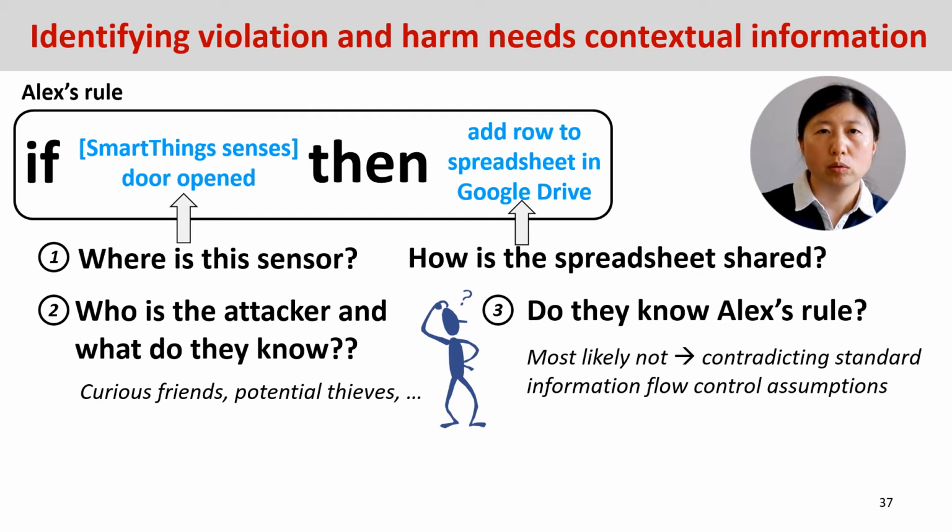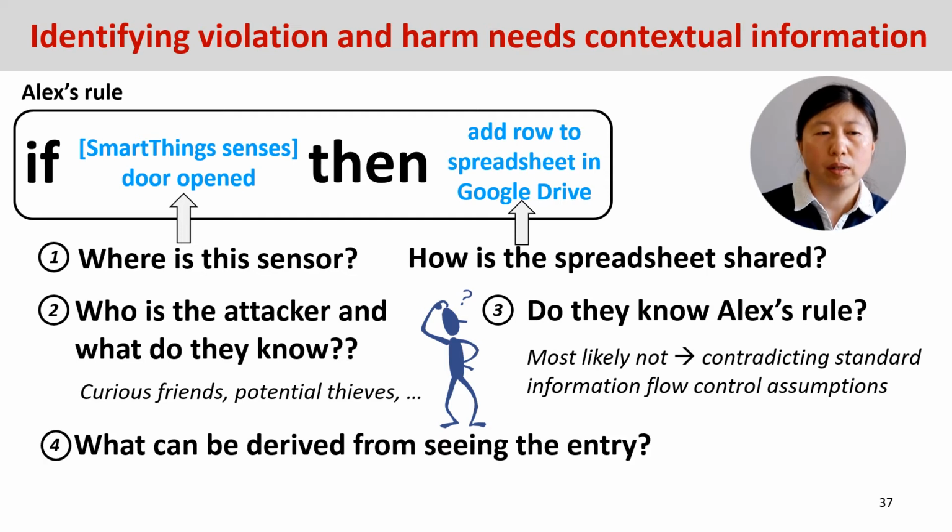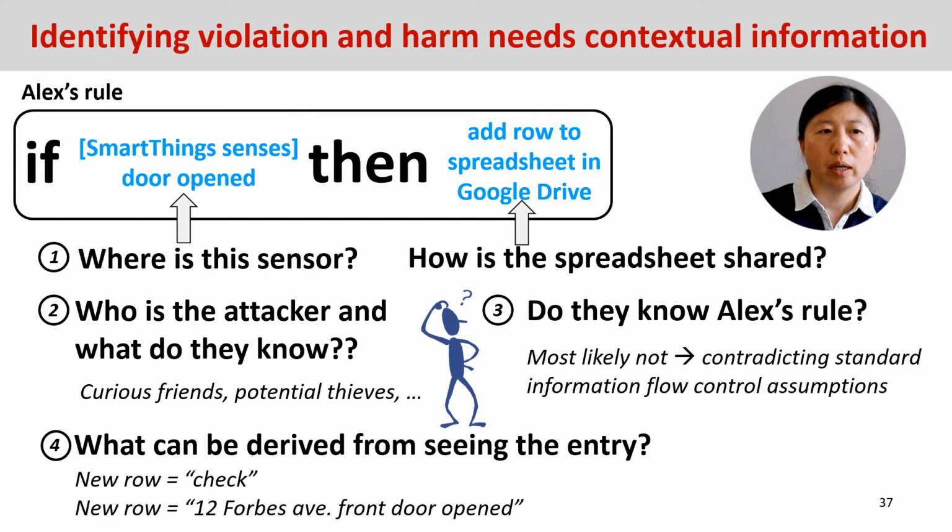Whether the attacker knows the rules or not impacts the harm the attacker could cause to the users. And next, the information in the action actually differs. Here, we can ask the question of what can we derive from seeing the entry in the Google Sheet. The user might simply put a check mark every time the sensor is activated, or they can put a lot of information. For example, it would say the address of the place and which door is being opened. For an attacker that does not know the rules and only sees the Google Sheet entry check, the attacker may not be able to understand what has happened.